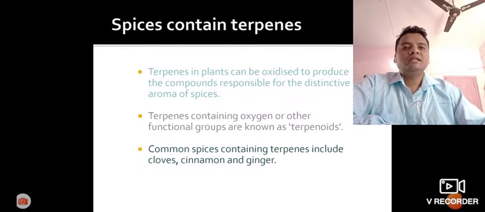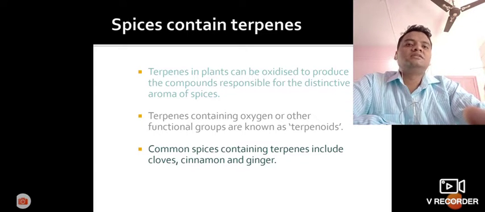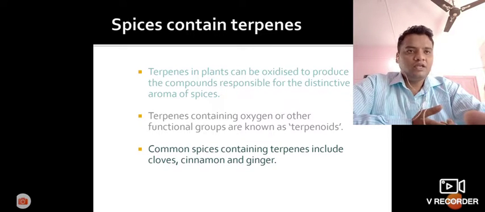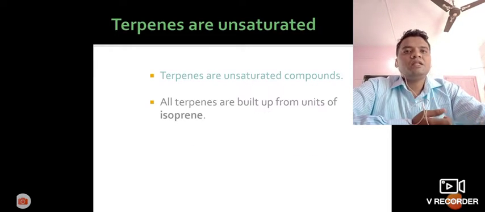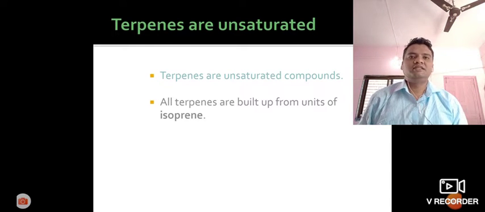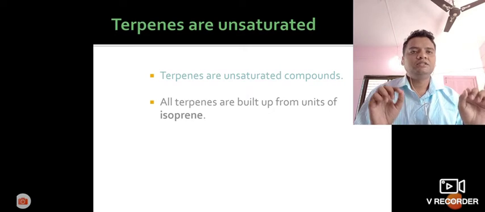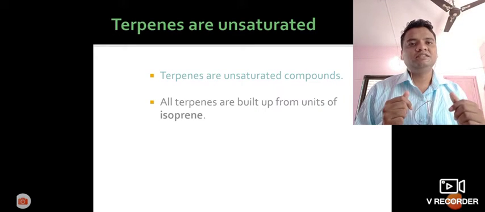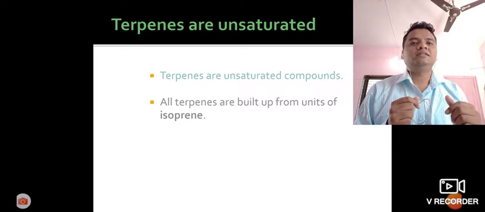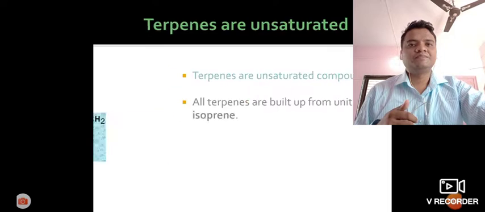Common spices containing terpenes include cloves, cinnamon, and ginger. Ginger, which we use daily in the Indian kitchen, is also one type of terpene. Terpenes are unsaturated, meaning they contain carbon-carbon double bonds. These terpenes are unsaturated compounds which can have further applications.